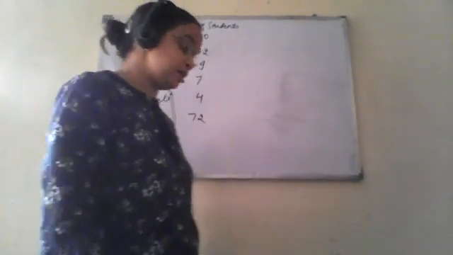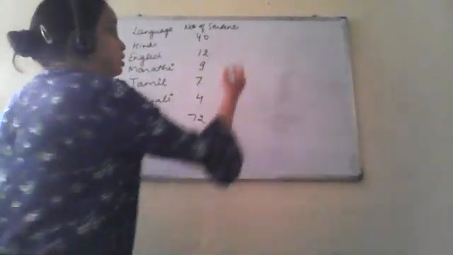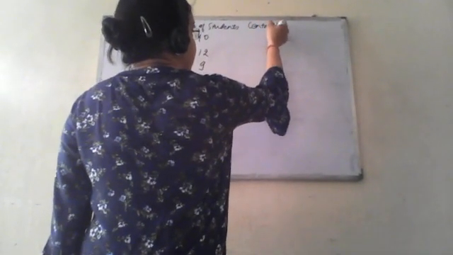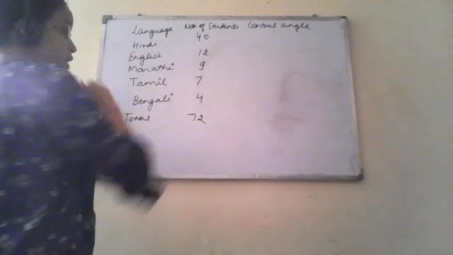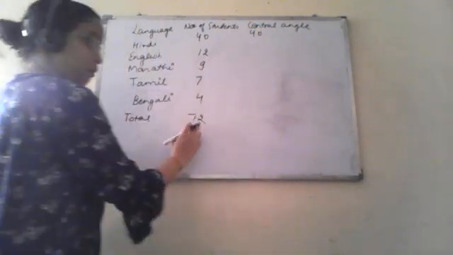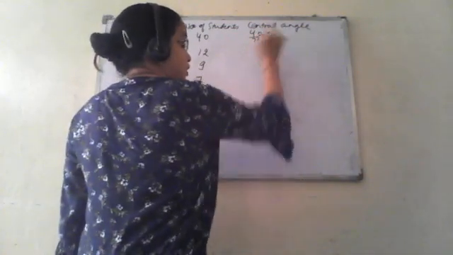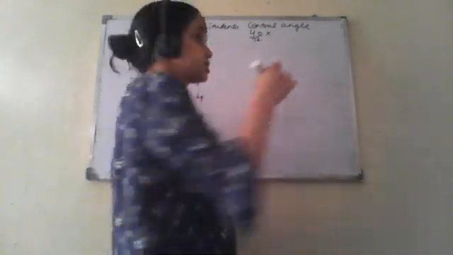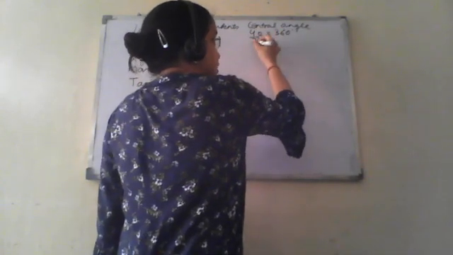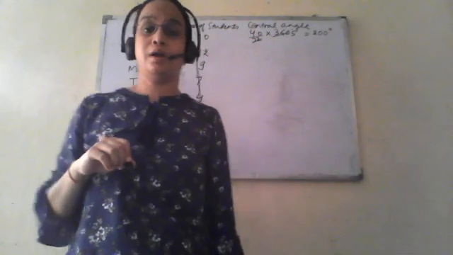So as I have explained earlier, for drawing the data in a pie chart, what you need? You need the central angle. So we will calculate the central angle for each of the languages. Now how to calculate the central angle? Central angle for Hindi will be the number of students who are speaking Hindi, that is 40, upon total students, that is 72, into the complete angle of a circle, which is 360 degrees. So we will cancel this. This is 5, and 40 into 5 is 200 degrees. So the central angle for Hindi is 200 degrees.